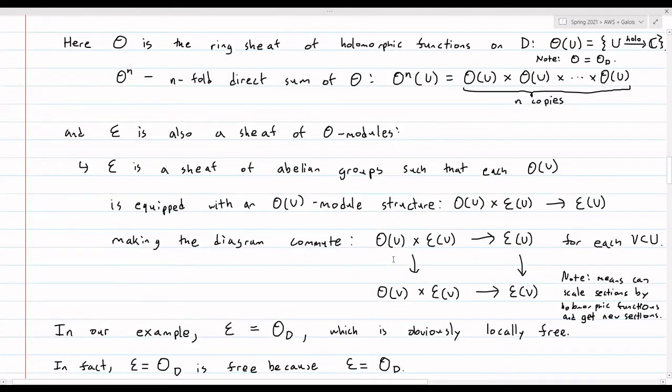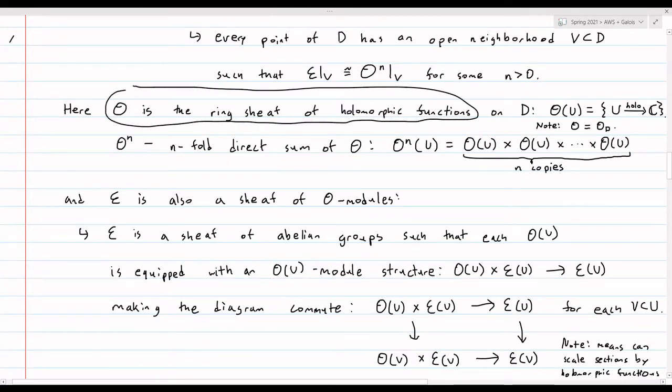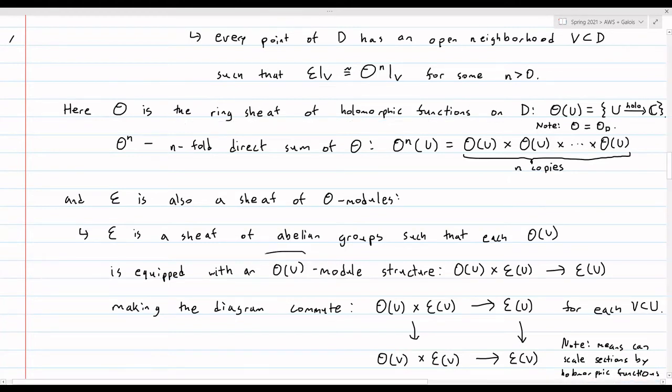And now the technical part is, what is a sheaf of O modules? A sheaf of O modules is a sheaf of abelian groups such that each abelian group associated to each open subset of my domain is equipped with an O_U module structure. Remember I said O is a ring sheaf of holomorphic functions, so each O_U is a ring. To say something is an O_U module means I have a ring and I'm considering a module over that ring. So for each open set, I have perhaps a different ring, and then over each open set, E looks like a module over that specific ring. So you have O_U here, or O_V, whichever the open set is.